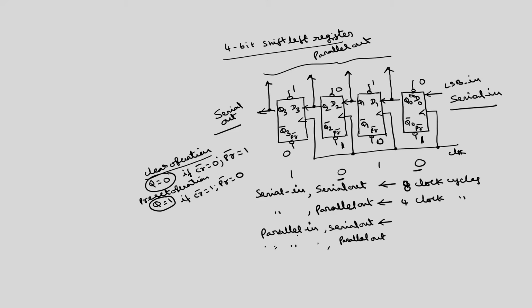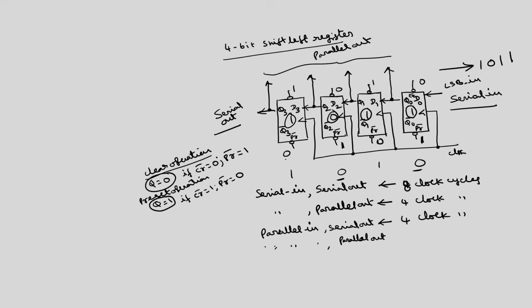So, for parallel in, to input the data parallelly, we require only 1 clock cycle. To get the serial data, we have to apply 4 clock cycles, so that this 1 0 1 0 whatever you have fed here, to take it out from here, we require 4 clock cycles. After the first clock cycle, this will be out, second clock cycle this will be out, third clock cycle this will be out, fourth clock cycle this will be out. So, we require a total of 4 clock cycles.